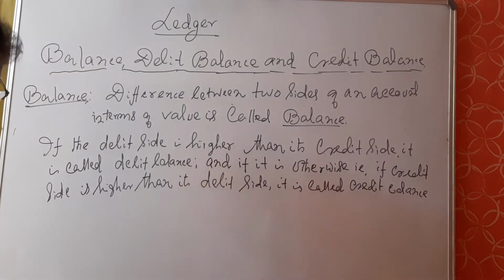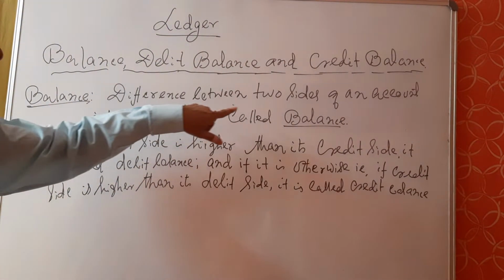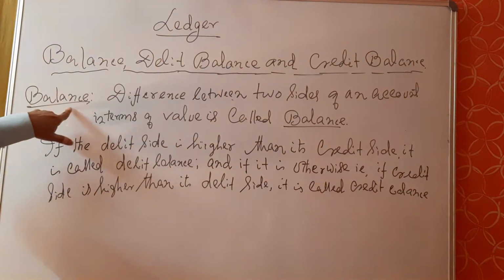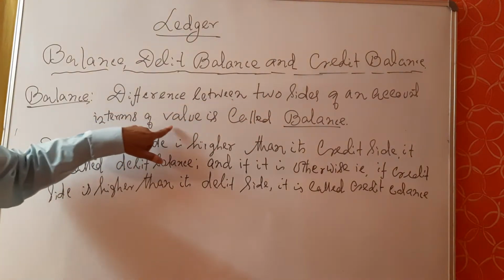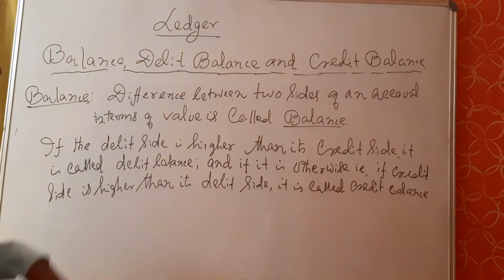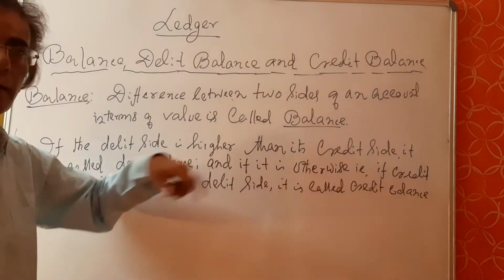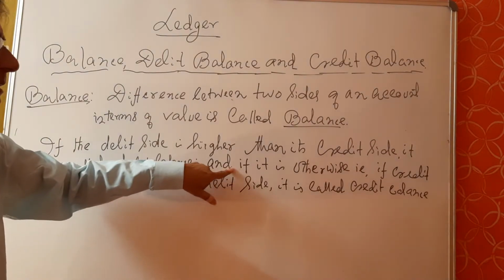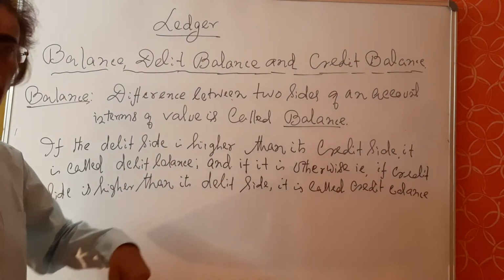Here on this board, I have written the definition of balance: the difference between the two sides of an account in terms of value is called balance. What is balance? Difference between two sides of an account in terms of value is called balance. Now, what is debit balance? If the debit side is higher than its credit side, it is called debit balance, and if it is otherwise, that is, if credit side is higher than its debit side, it is called credit balance.